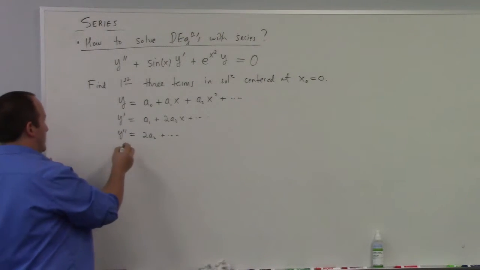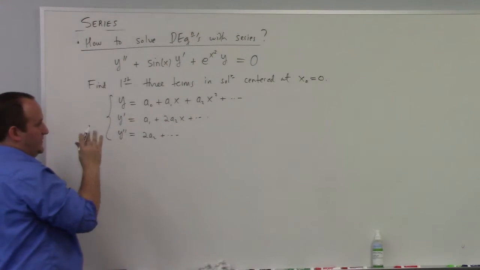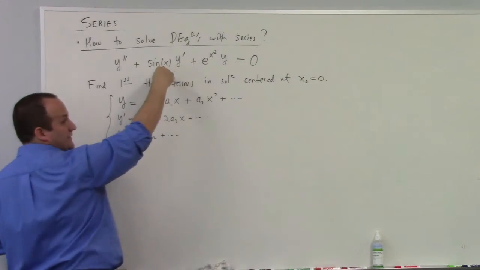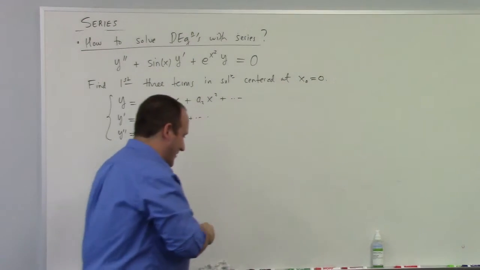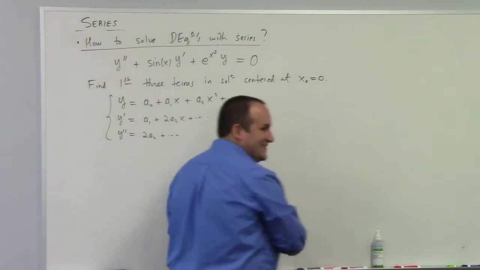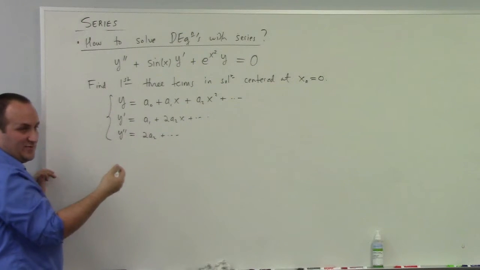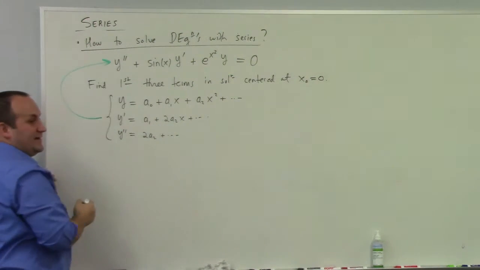So what we're going to do is we're just going to plug these things in. We're assuming that the solution has this form, and we're just going to plug it in there and see where it takes us. That's it. That's the method. You're like, what? That's the method? Yeah, that's the method. You assume the solution's a power series, and you shove the thing into the differential equation, and you calculate.